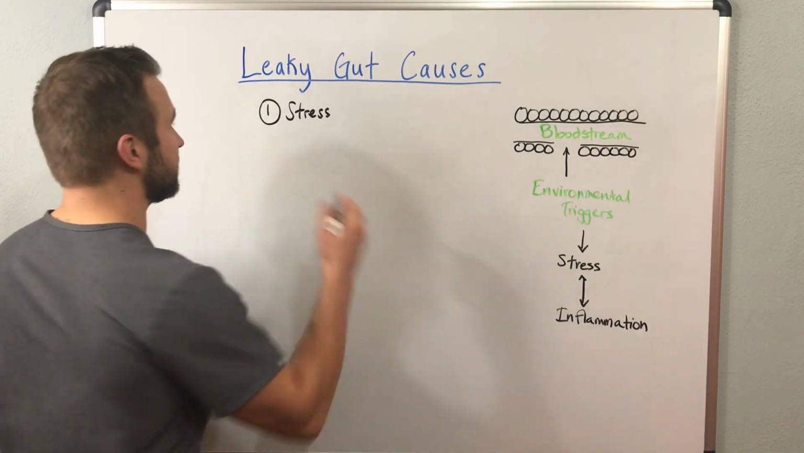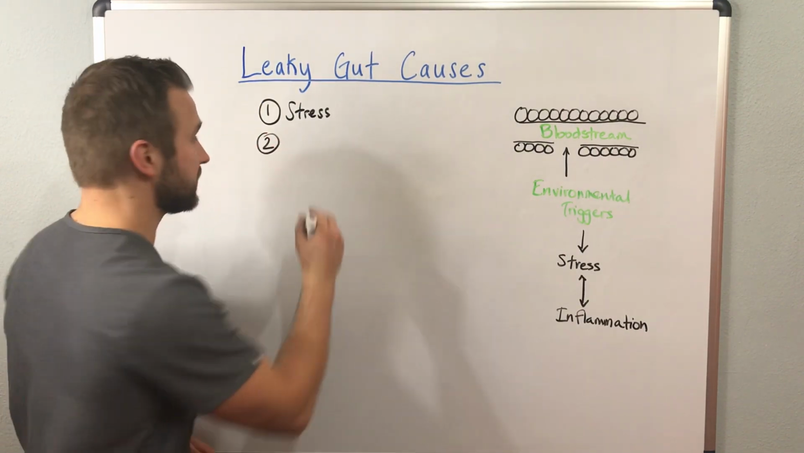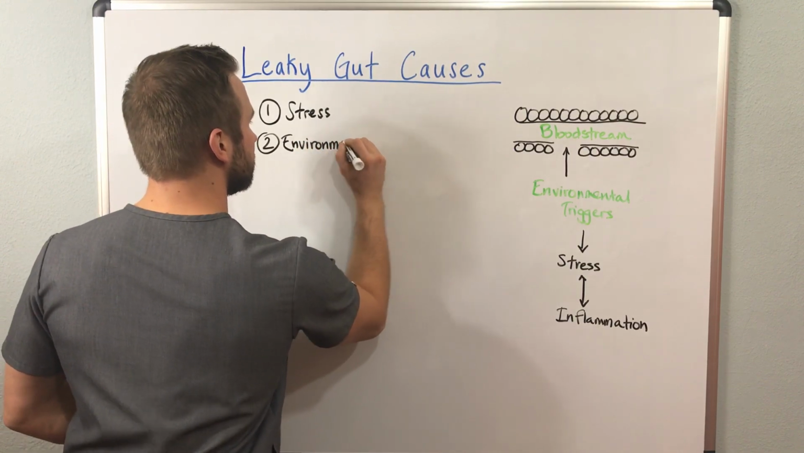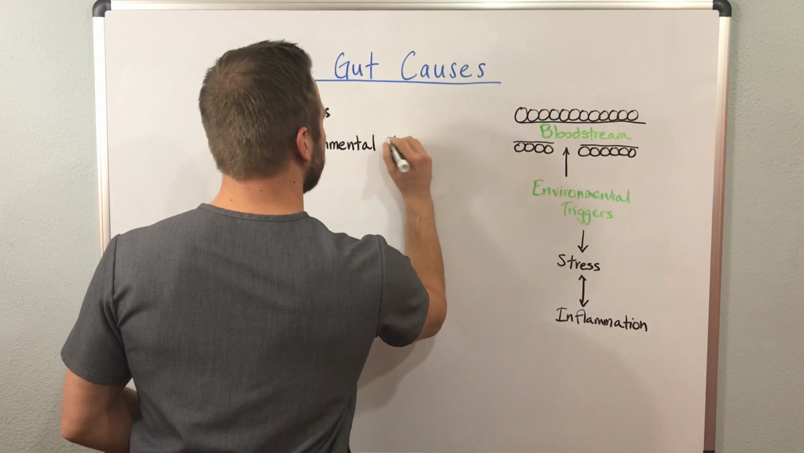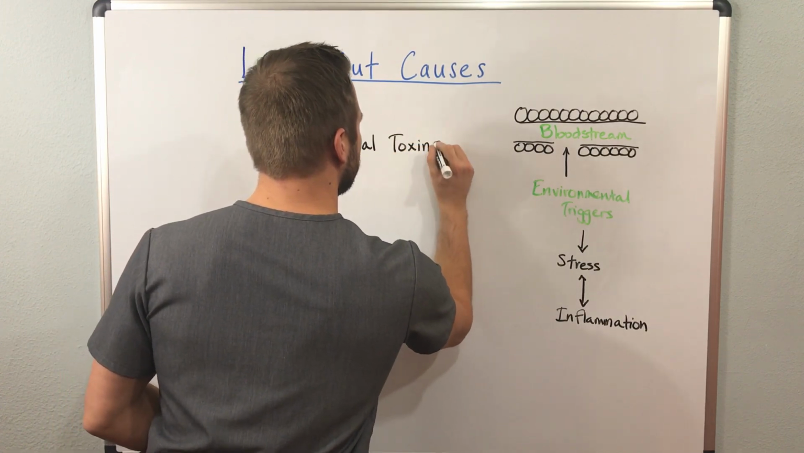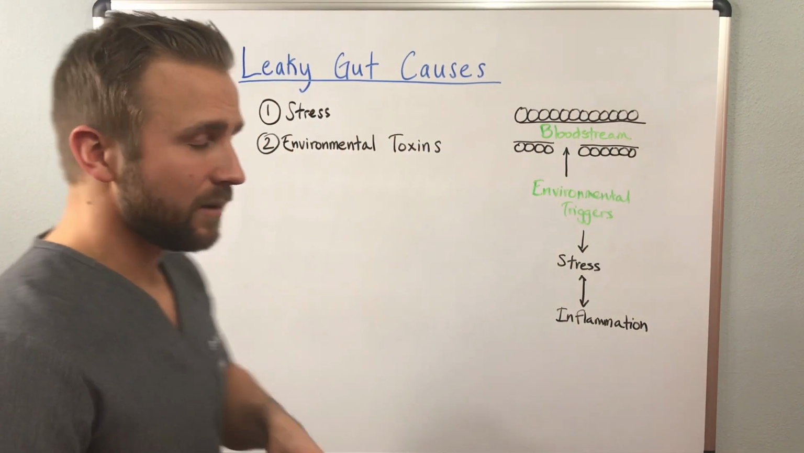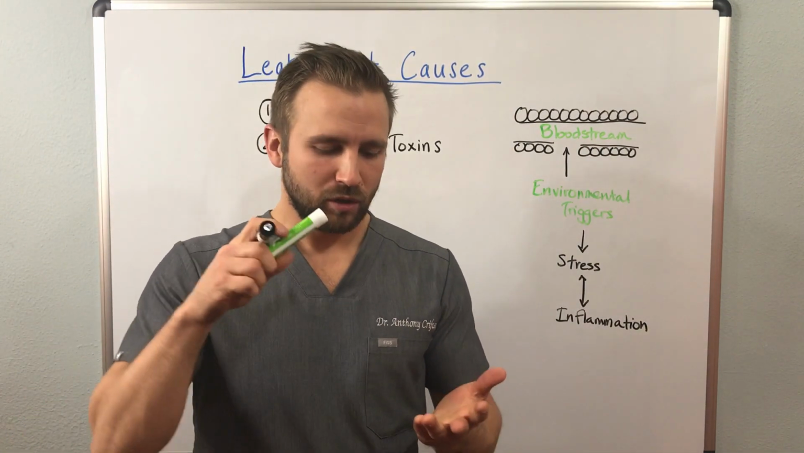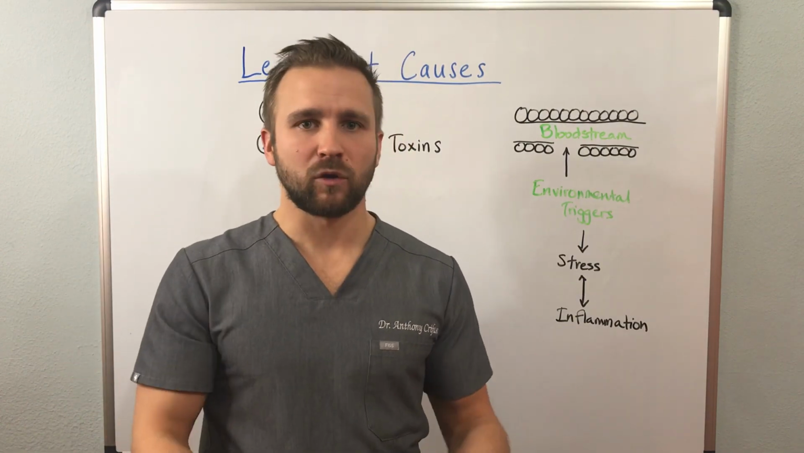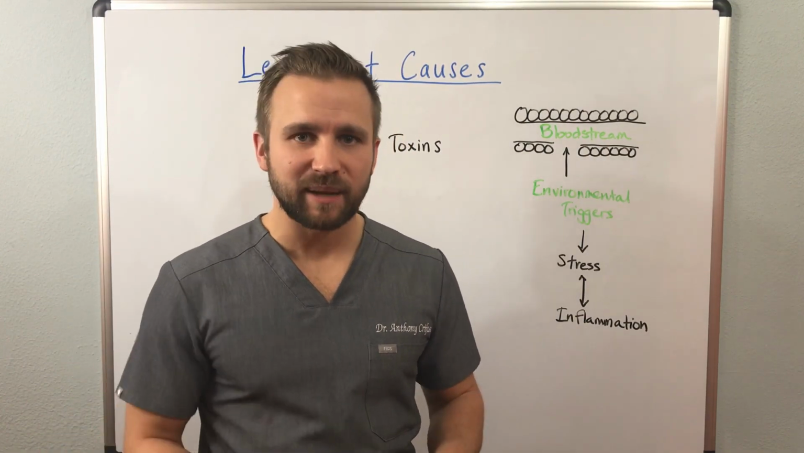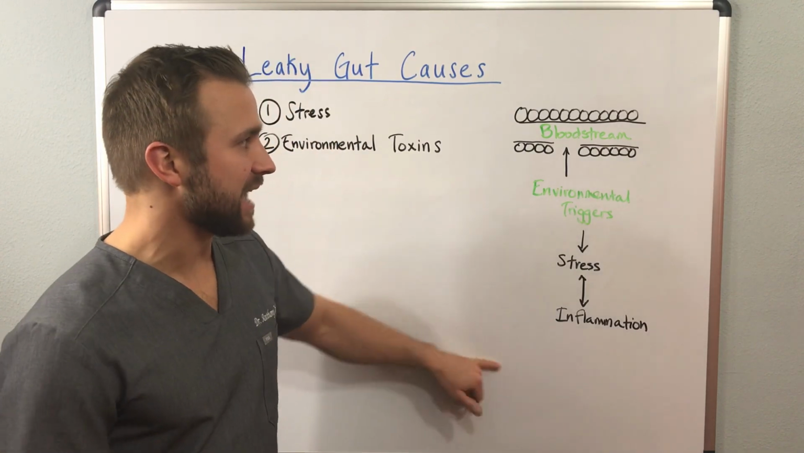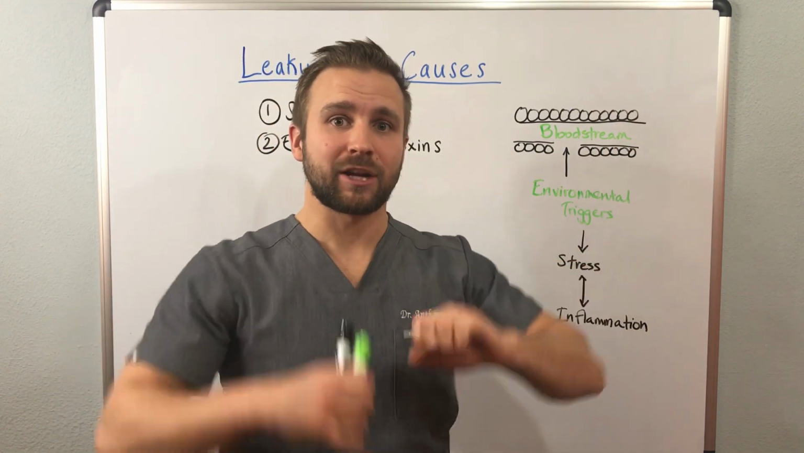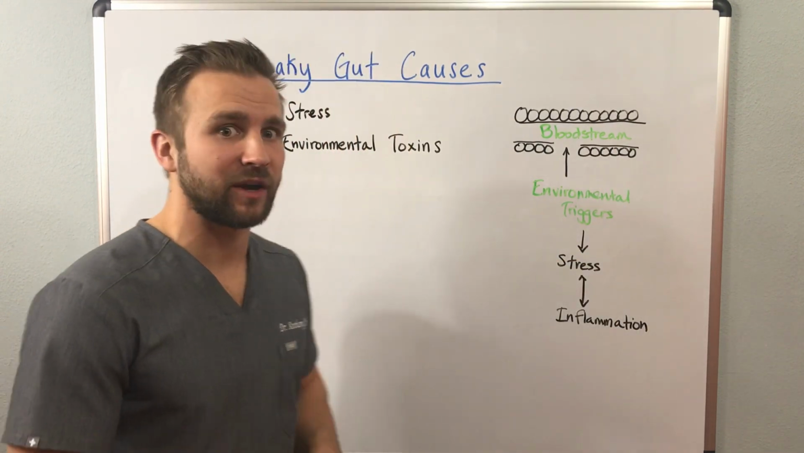The second one is environmental toxins. So, as we said, anything in your environment you can react to. Food, water, air, chemicals, radiation, you name it. These are all environmental toxins that can enter the body and cause stress and cause the body to react to this and cause leaky gut syndrome. Super, super common. Very, very common.